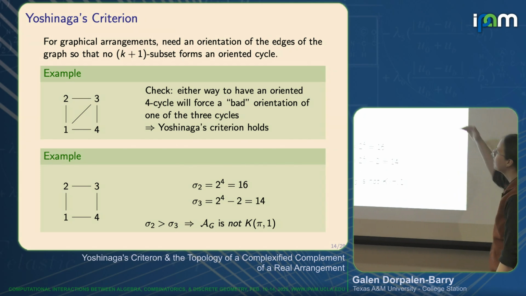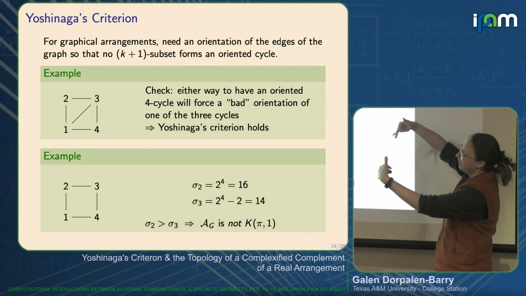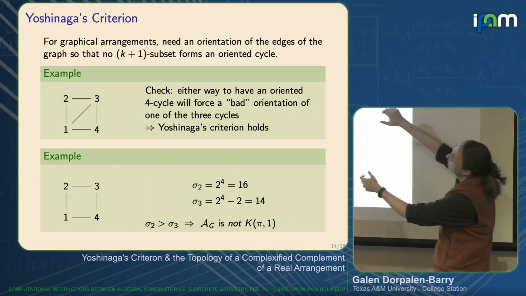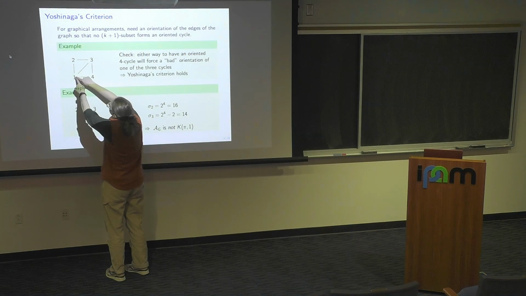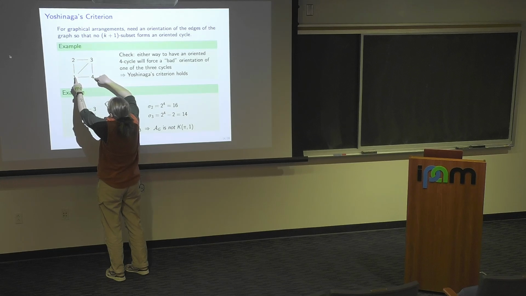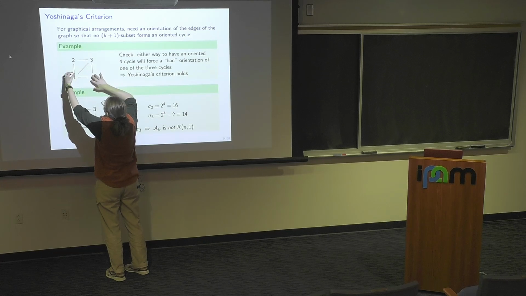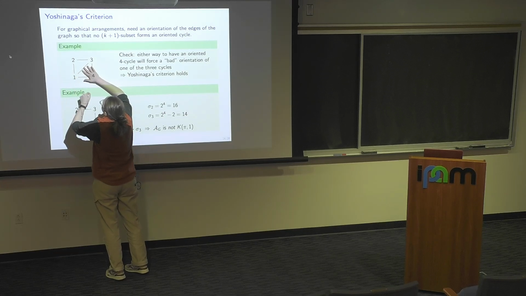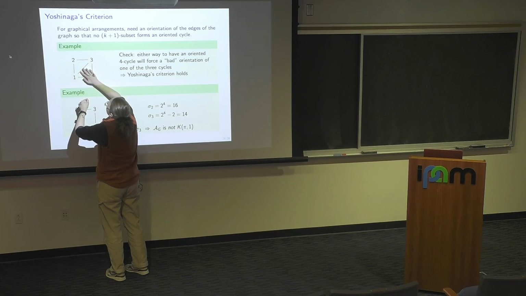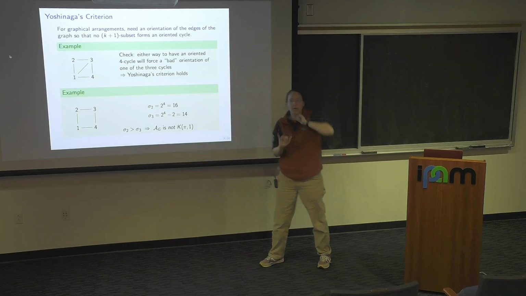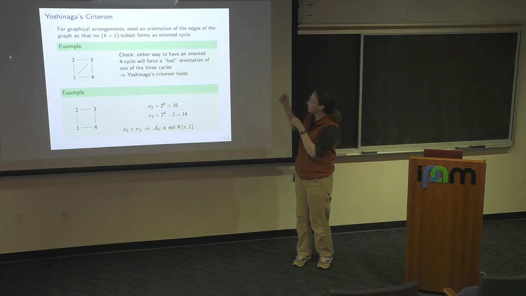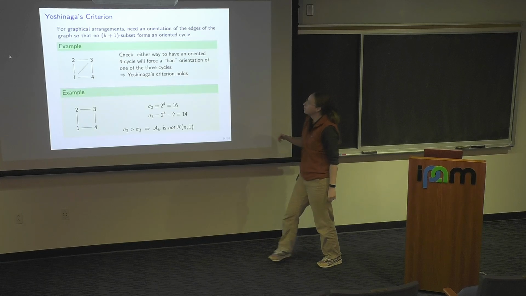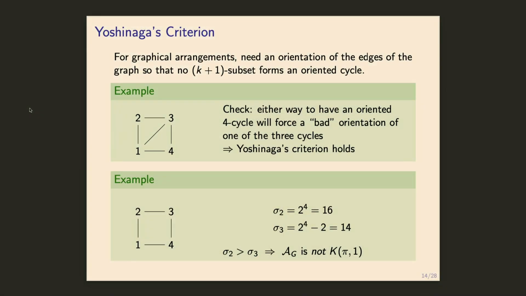So in this case with the square with the diagonal, I'm checking that anytime I orient this square so that I can walk around and never walk in a bad direction, you're actually orienting one of these 3 cycles. There's no orientation of this last edge that allows you to not also orient the triangles. So it's somehow about gluing together the orientations of these chords in there. And so Yoshinaga's criterion holds. It tells us that this arrangement could be k pi 1.